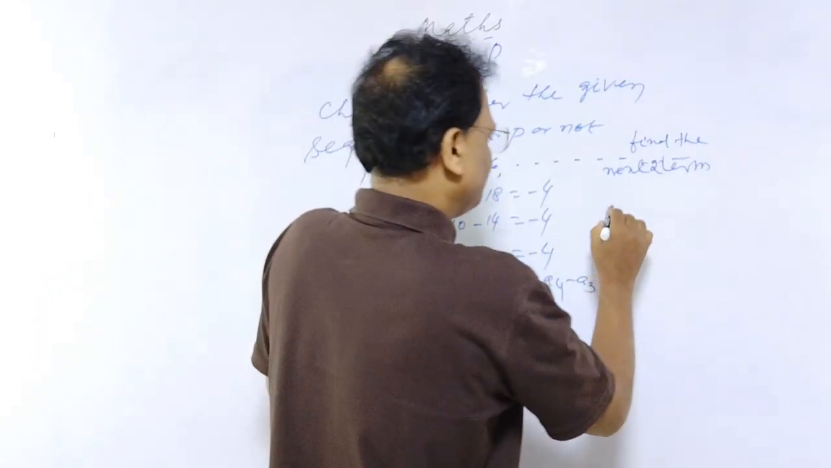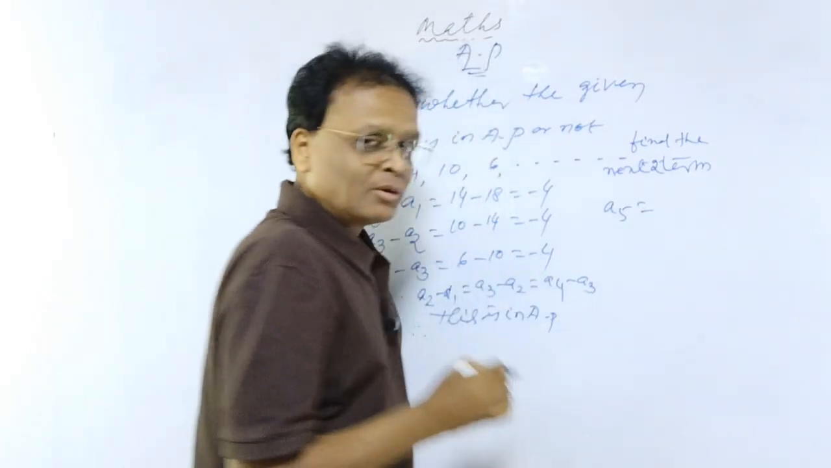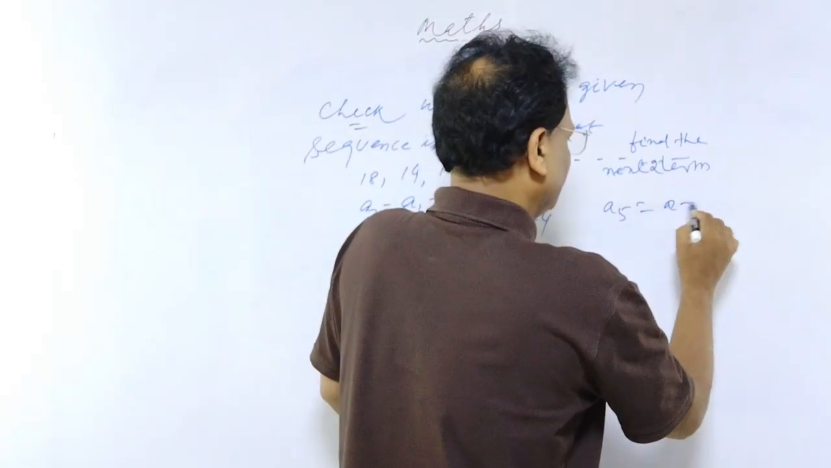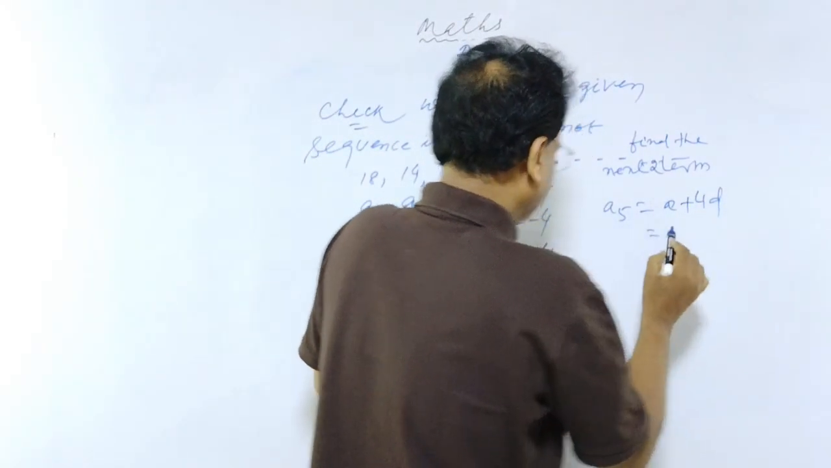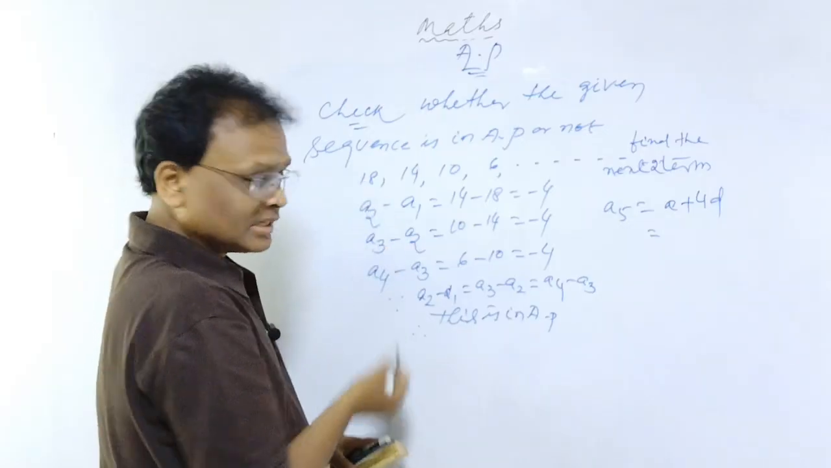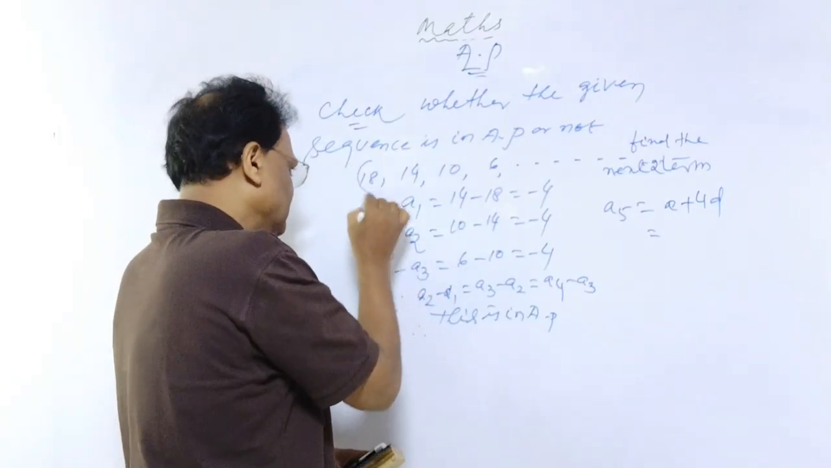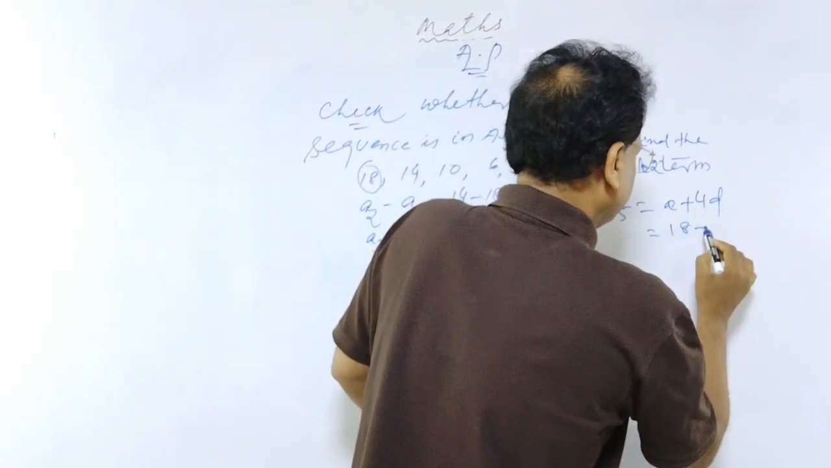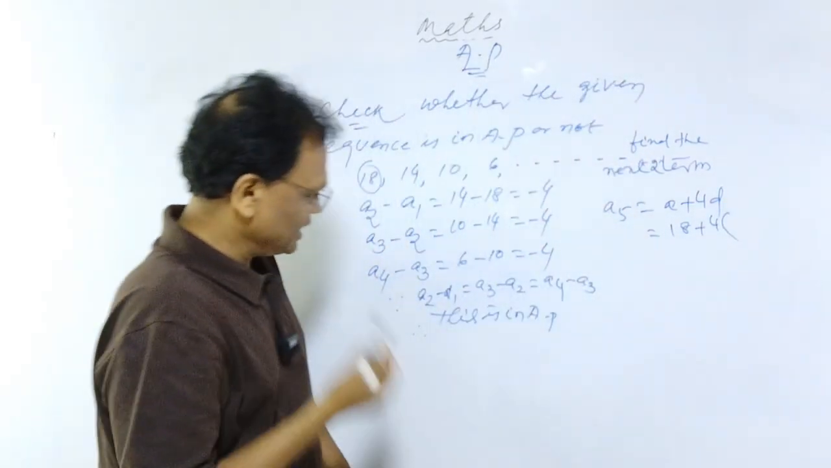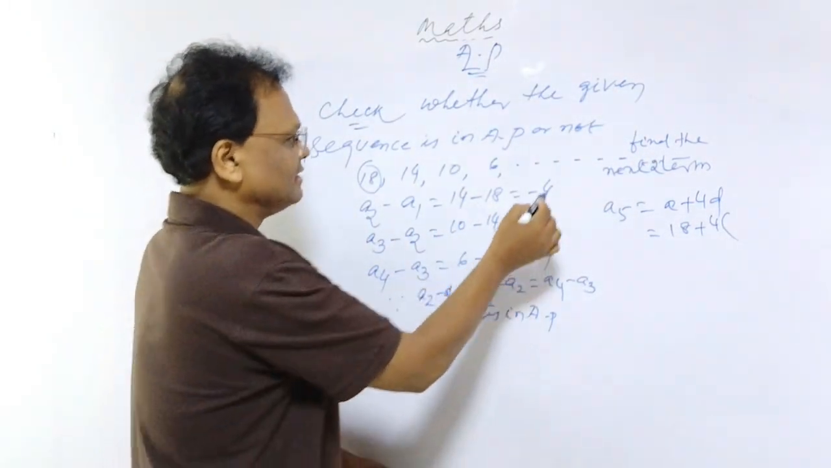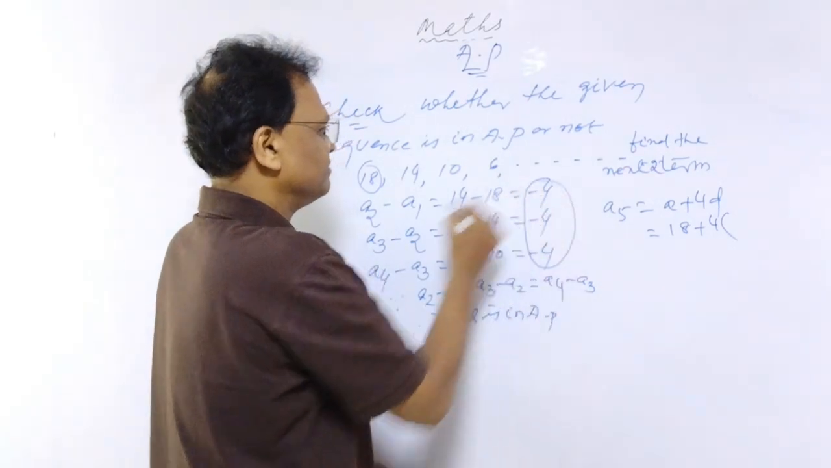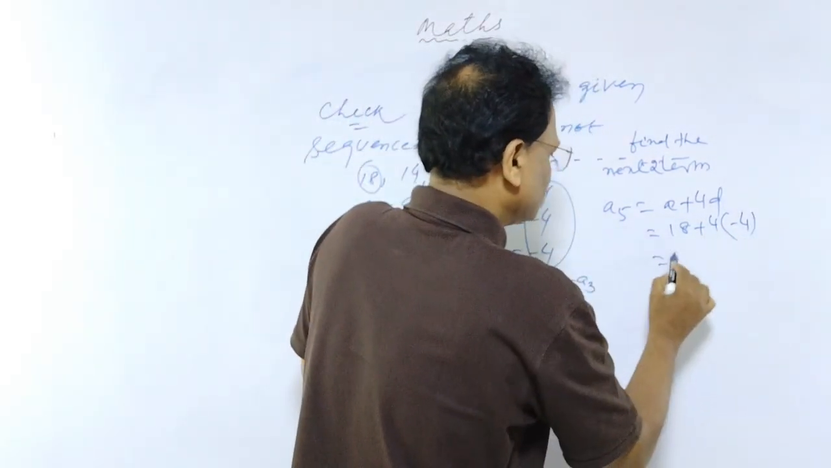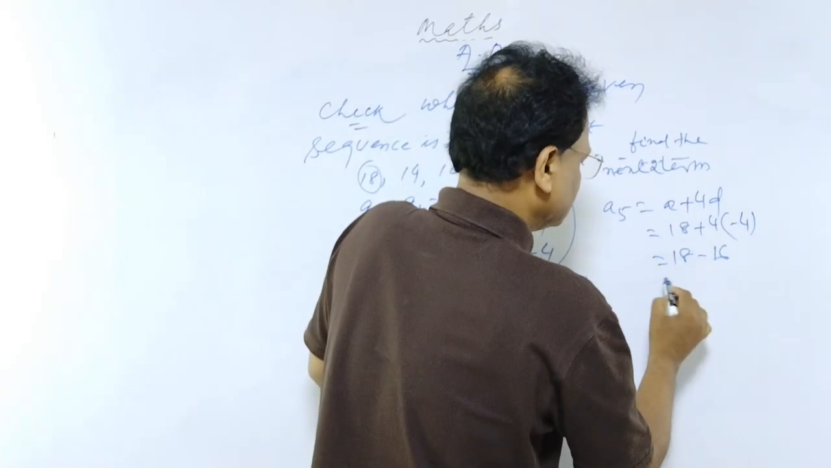Yes, A5. But what is A5? A5 is A plus 4D. What is my A and what is my D? My A, the first term, is 18, plus 4 into what is my D? My difference is equal, so my D is minus 4. So 18 minus 4 times 4 is 16, that is your 2.